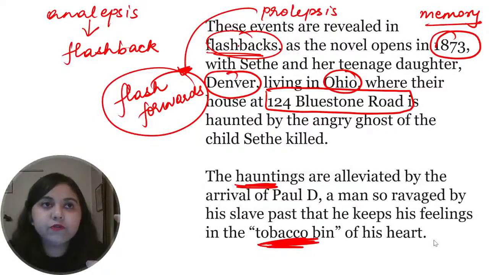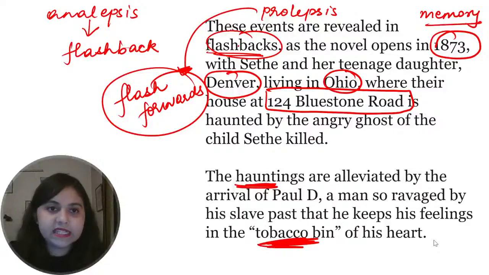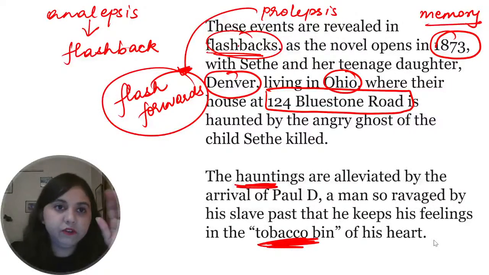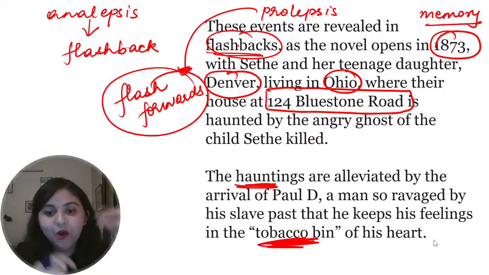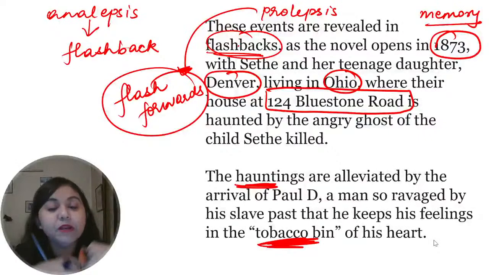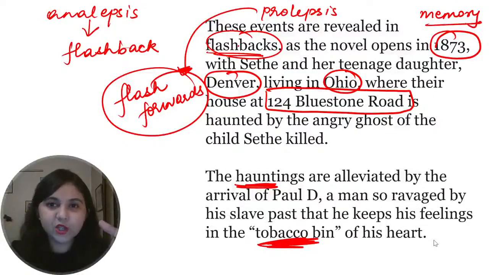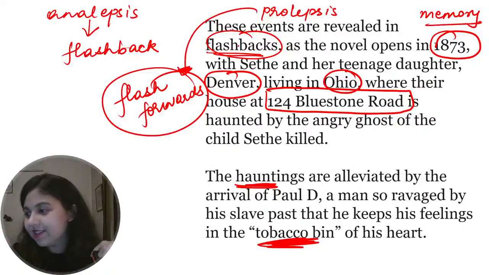So there was this beautiful gist, or essay, that you can take a look at if you ever want to analyze Beloved for your research. Toni Morrison is opening the tobacco bin of Sethe's heart. The tobacco bin is actually a metaphor for Paul D, because Paul D is smoking consistently, but he's not sharing his opinions at all.